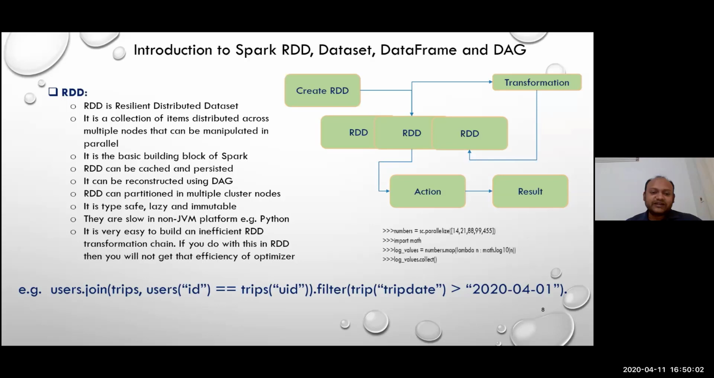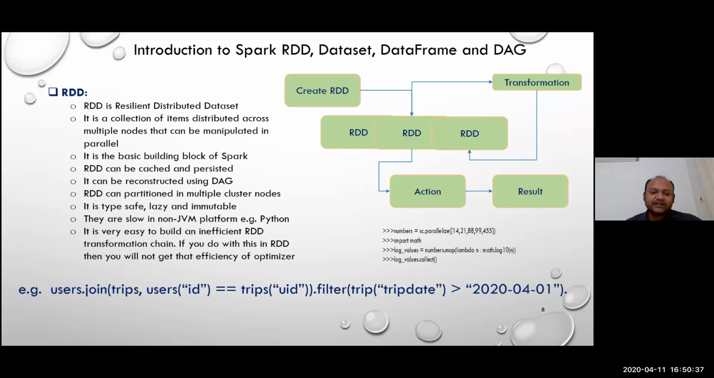RDD can be cached and persisted. So we can define whether an RDD should be cached or not. Otherwise, an RDD will die after some interval. If it's not being used, Spark will detect it automatically, and this memory will be freed up. And this RDD is resilient, so its name is Resilient Distributed Dataset. That means that an RDD can be reconstructed in case of any failure.